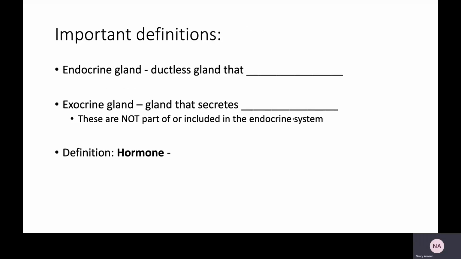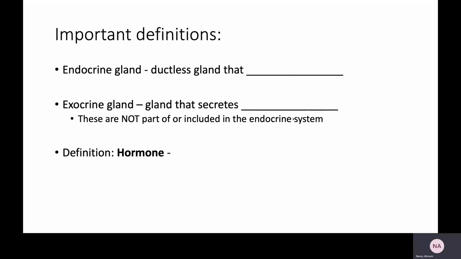Three actually important definitions. Endocrine gland is a ductless gland that will secrete hormones into the circulatory system. An exocrine gland is a gland that is going to secrete a substance onto the surface of a tissue. Exocrine glands are not associated with the endocrine system.